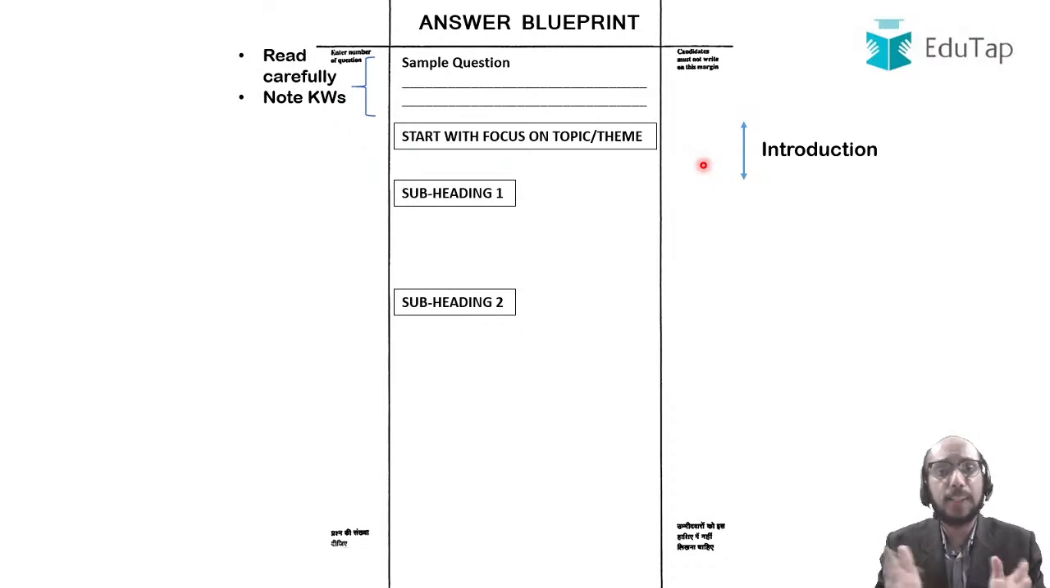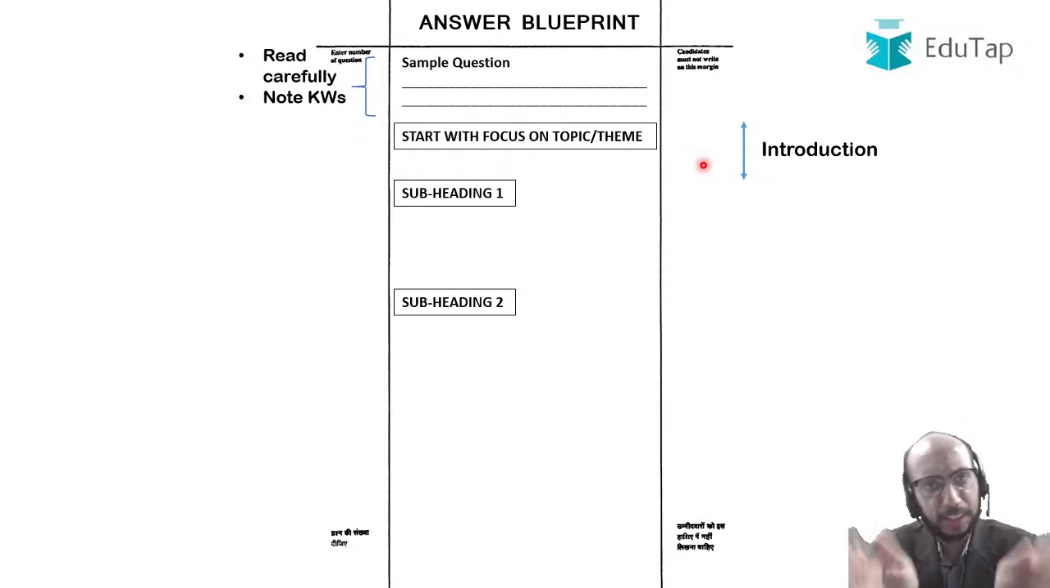Let us move ahead. Let us assume that in your question there are 2 or 3 dimensions that are being asked. Let us say that there are 2 dimensions being asked. Let us say they are asking you maybe a cause of a problem, and they are probably asking you a solution for the problem. Let us assume, very typical, very straightforward. It can be anything else also.